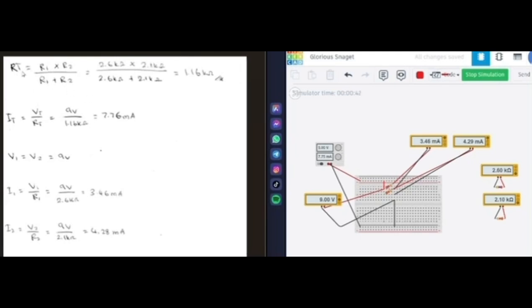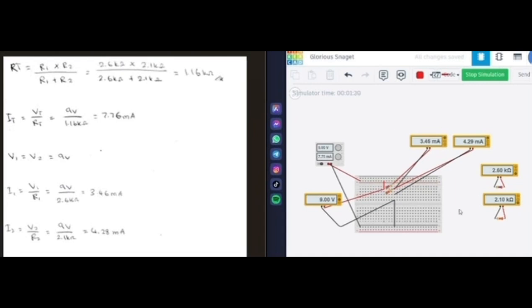I will explain about parallel circuit. How to calculate the R total? R1 times R2 over R1 plus R2. I will get 1.16 kilo ohm. To calculate I total, V total divided by R total, 9 volt divided by 1.16 kilo ohm, will get 7.76 milliampere. The voltage for R1 and R2 are the same, 9 volt. To calculate I1, V1 divided by R1, 9 volt divided by 2.6 kilo ohm will get 3.46 milliampere. For I2, V2 divided by R2, 9 volt divided by 2.1 kilo ohm will get 4.28 milliampere.